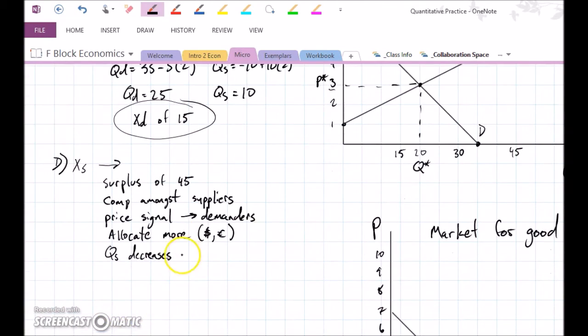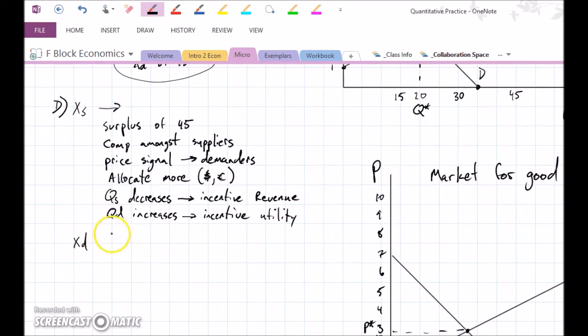Remember, it's a 4-mark question. Then I need to do the same thing for excess demand, say 2 points. 2 points for excess supply and 2 points for excess demand equals 4. So everything I'm doing here with price signals and incentives is too much.